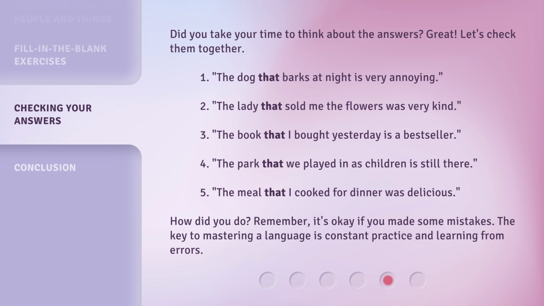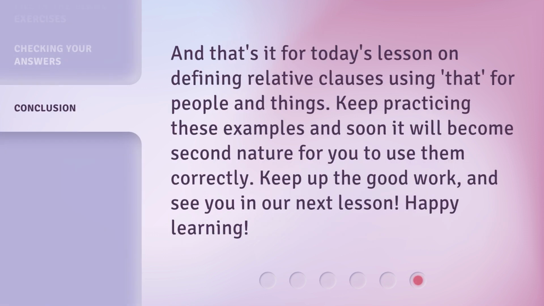How did you do? Remember, it's okay if you made some mistakes. The key to mastering a language is constant practice and learning from errors. And that's it for today's lesson on defining relative clauses using that for people and things. Keep practicing these examples and soon it will become second nature for you to use them correctly.